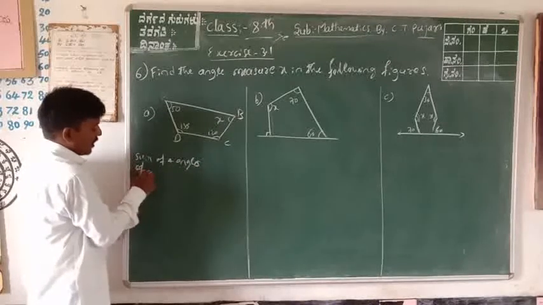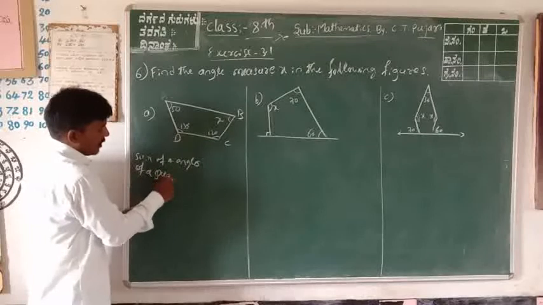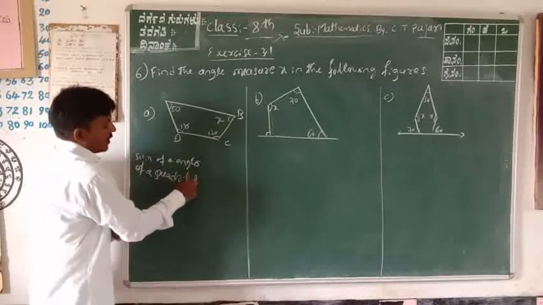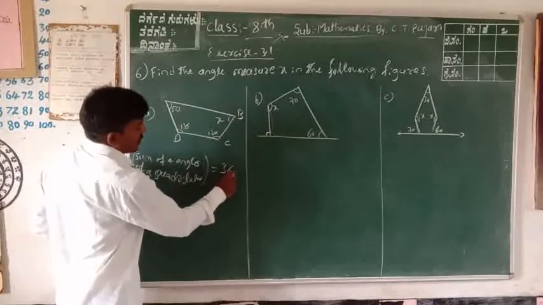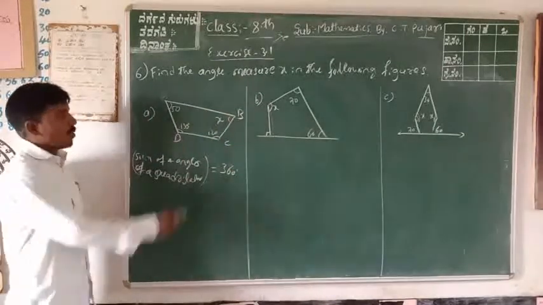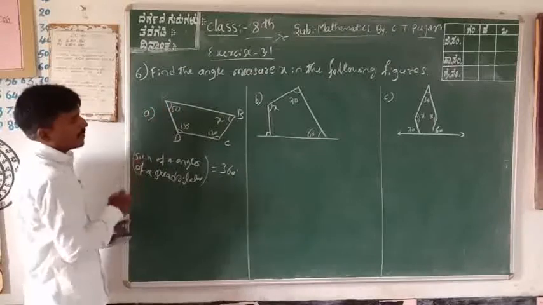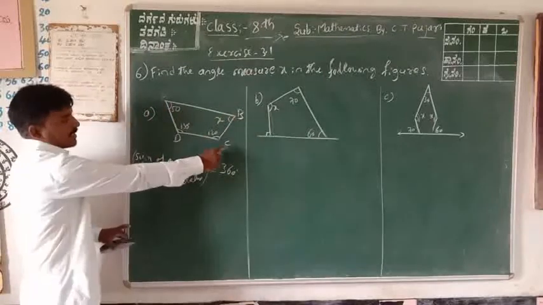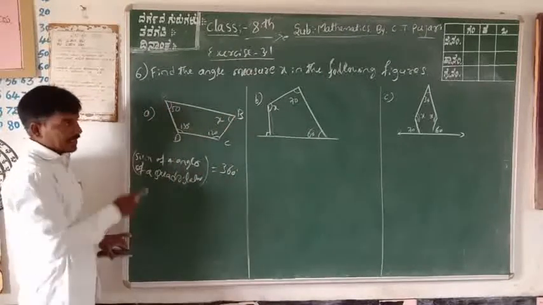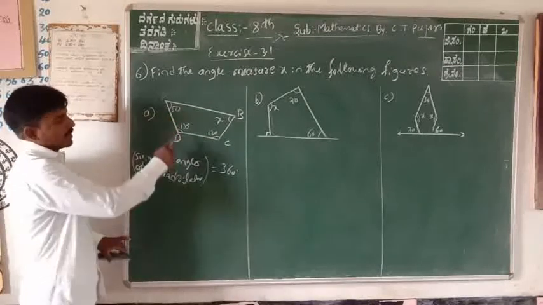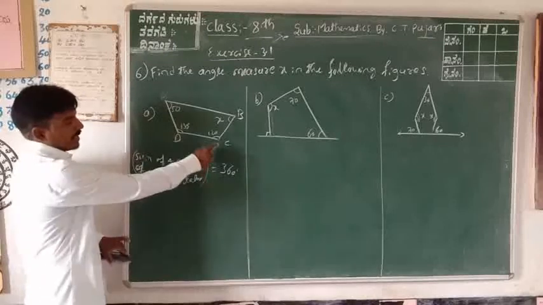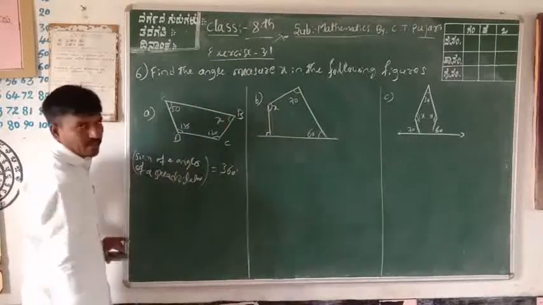of a quadrilateral is equal to how much? That is 360 degrees. Now how many angles are here? Angle A plus angle B plus angle C plus angle D. In the given diagram, A is given, B is given, C is given, but D is not given. That is the x value. You can find out x.